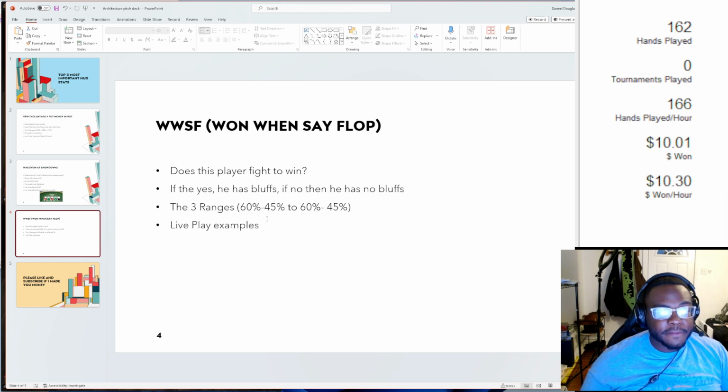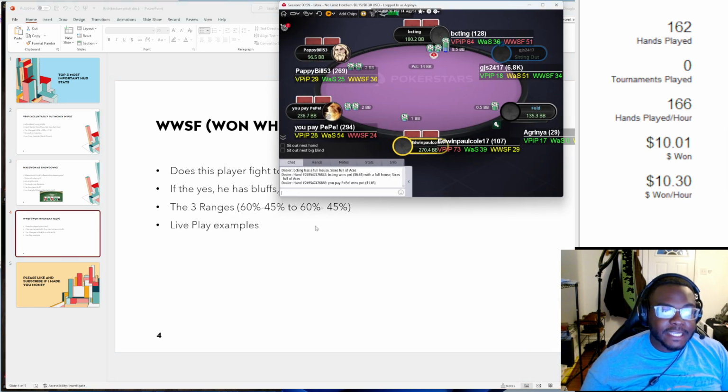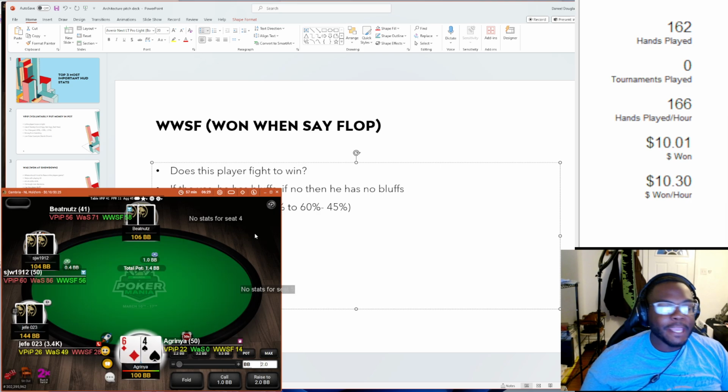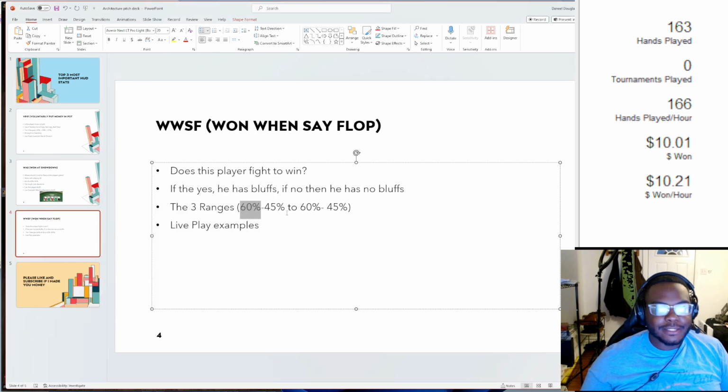If it's 60% or greater, then this player is fighting for every single hand that he plays. If he connects in the slightest way, he is putting money in the middle. He's trying to get you to fold. He's value betting, okay? And so we know this player has bluffs. And it helps on the river with bluff catching.